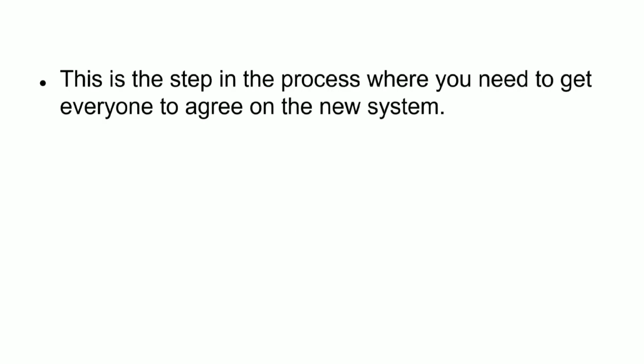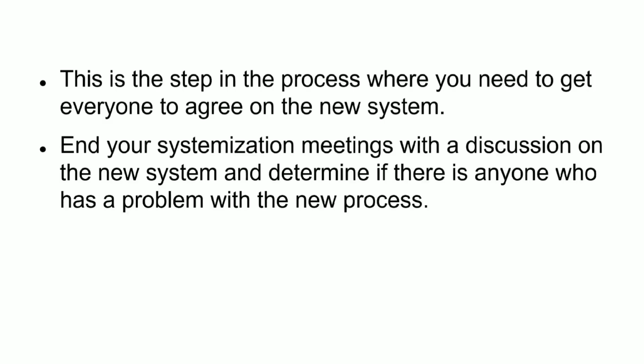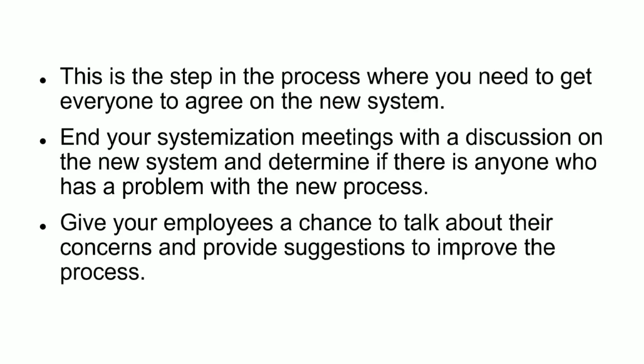Step 3. Get everyone to agree. This is a step in the process where you need to get everyone to agree on the new system. End your systemization meetings with a discussion on the new system and determine if there was anyone who has a problem with the new process. Give your employees a chance to talk about their concerns and provide suggestions to improve the process.